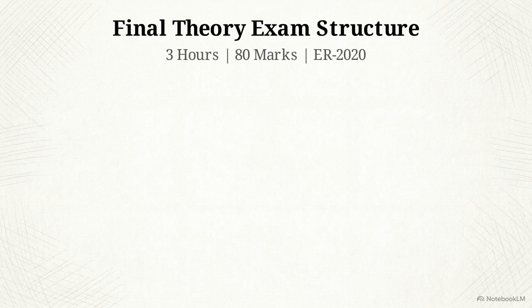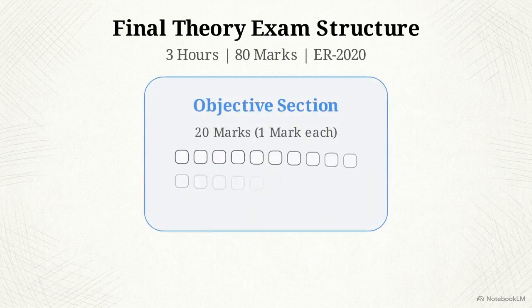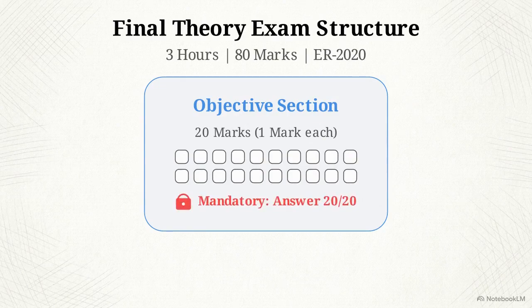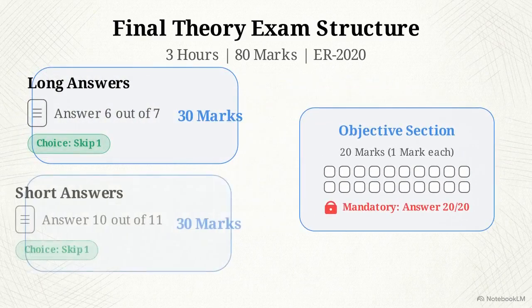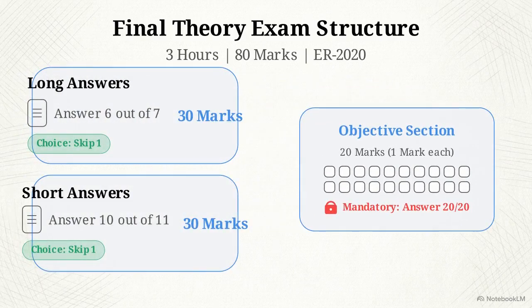Here is one last question regarding the exam board structural rules. Out of the objective type questions provided in the final board exam, how many are you required to answer? You must answer all 20. The long and short answer sections give you choices, allowing you to skip a few questions. The objective section offers 0 options.